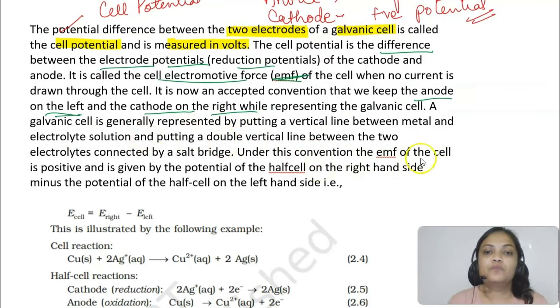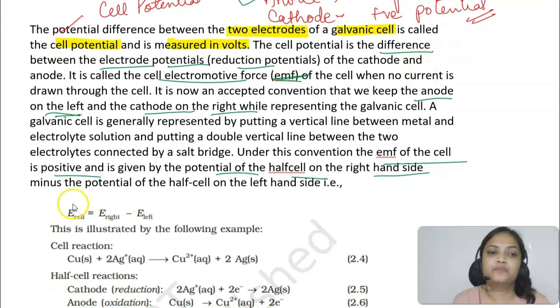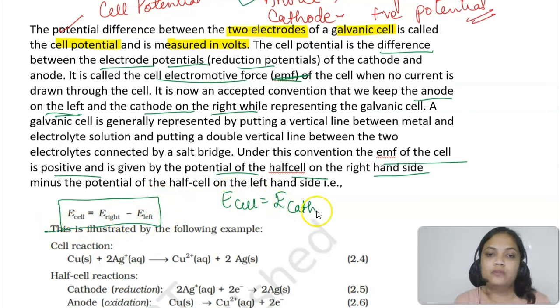Okay, so the EMF of the cell is positive and is given by the potential of half cell of right hand side minus the potential of half cell of left hand side, because the left hand side is the anode, it has a negative potential, right? So this is important. E cell is E right, or you can say E cathode minus E anode.